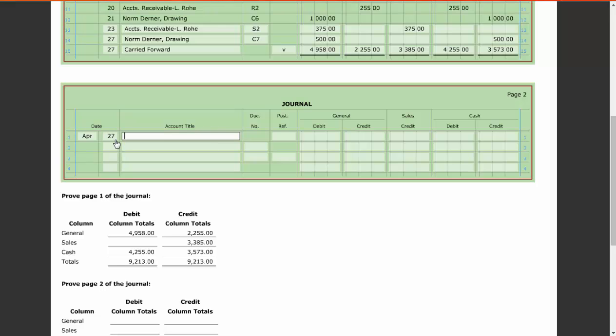And now I don't write carried forward. I'm going to write the word brought forward because I brought this from another page. So on the bottom of the page, you write carried. On the top of the page, you write brought. And just like carried forward, in the post-reference column, you have to put a V or a check mark. And then all I need to do is put my numbers from the bottom of the previous page at the top of the next page.